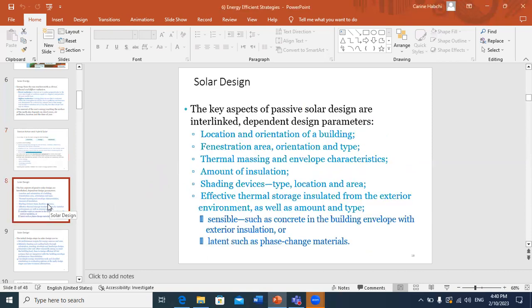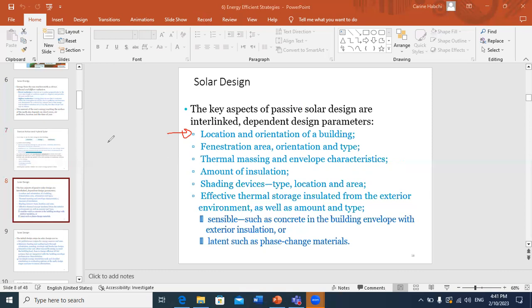Now, whenever we want to do a solar design, the key aspects will be to go over several design parameters. So, of course, first we should tackle the location and orientation of the building. Of course, if we are building from zero. If we are implementing or retrofitting, you can also study the already available orientation of the building in order to select the appropriate location to implement your solar system. We should study the fenestration area and the orientation and type. We should know the thermal massing and envelope characteristics.